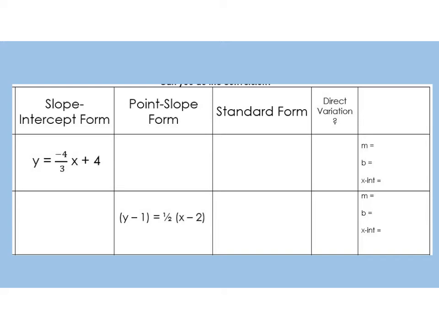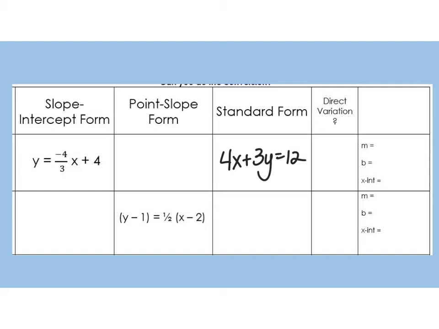All right, so if you notice for this first equation, we're given slope-intercept form. So we want to change it to point-slope and standard form. I'm going to go ahead and say that from slope-intercept form, it's easiest to go to standard. So 4x plus 3y equals 12.